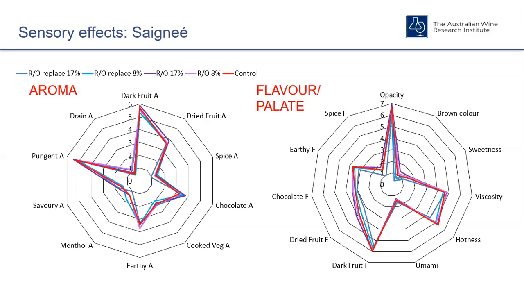The blue lines there are just where Saignée treatment was actually replaced with water, and so please just ignore those lines. But really overall, with the exception of those water addition treatments, we see very little effect of Saignée on any of the sensory properties. So in terms of a cost benefit, using Saignée and losing volume in terms of winemaking may not actually produce the benefits in the long term.